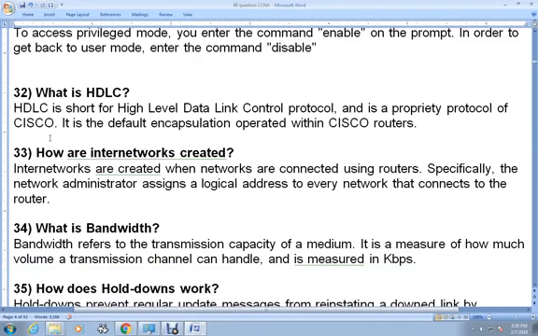Now, next question, guys. What is HDLC? HDLC is short for High-Level Data Link Control protocol, and is a proprietary protocol of Cisco. It is the default encapsulation operated within Cisco routers.